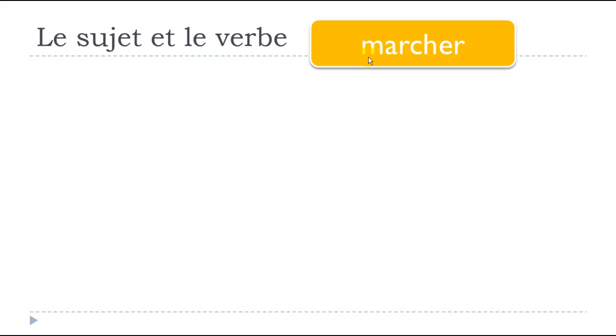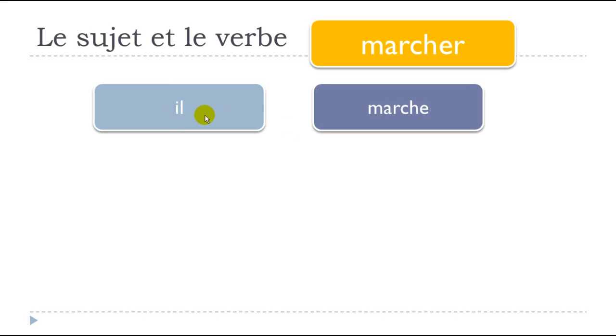So the verb is marcher. Marcher is to walk. Okay, and let's take the example of il. Okay, so it's he. And basically when you use il, you will have to conjugate the verb. So conjugate the verb means that for each form you will have a specific ending. Okay, this is the basic form here, marcher. It's what we call the infinitive.